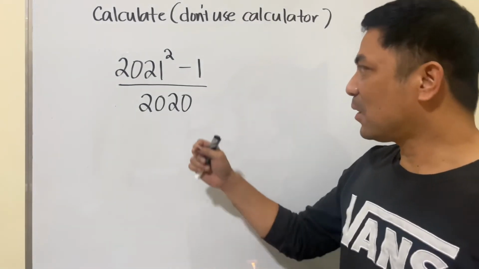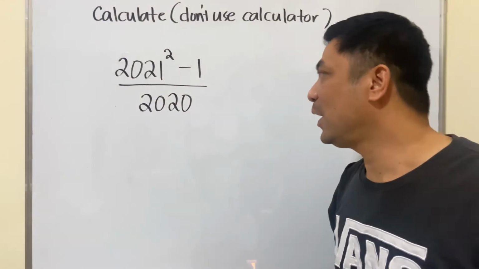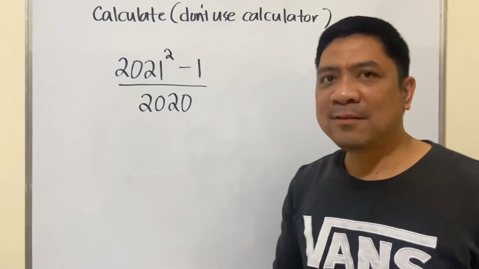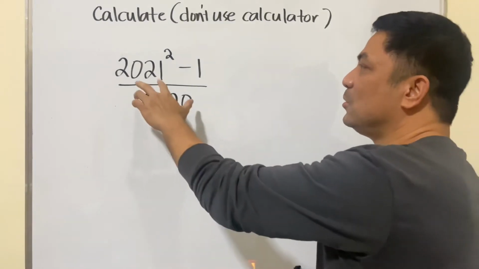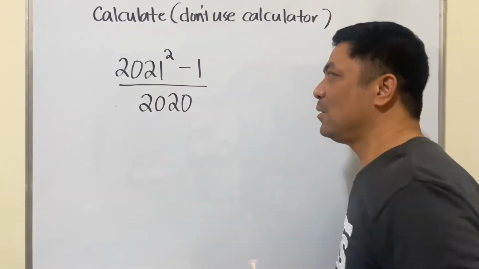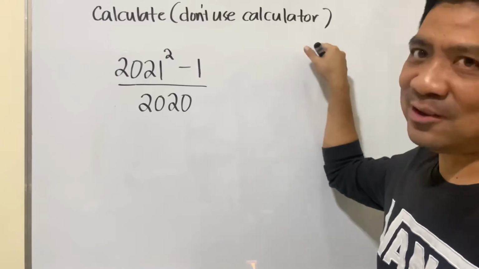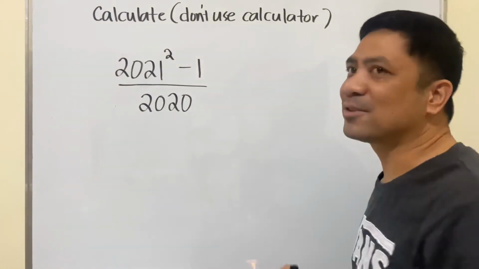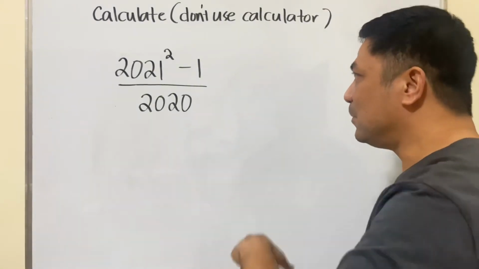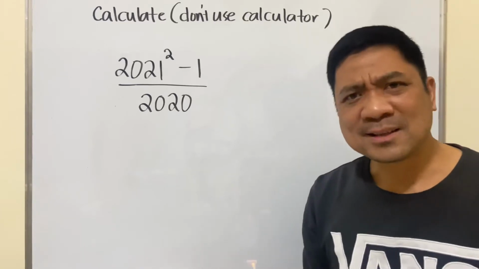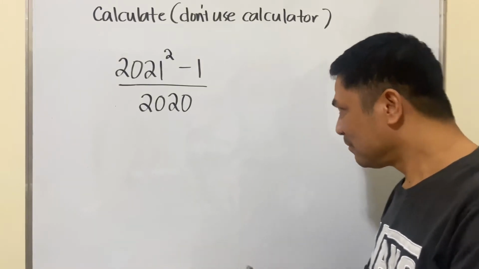What will be the quotient if you divide 21 squared minus 1 by 20? Again, if you don't have any background on the sum and difference of two terms, your tendency here is to square this first, minus 1, then divide by 20. But it will take a lot of time, and you might be using your calculator. In this case, we have to follow the instruction that we are not allowed to use a calculator. So how can we solve this one? I think it can be solved in less than 5 seconds, but for the purpose of this discussion, let's have it step by step.